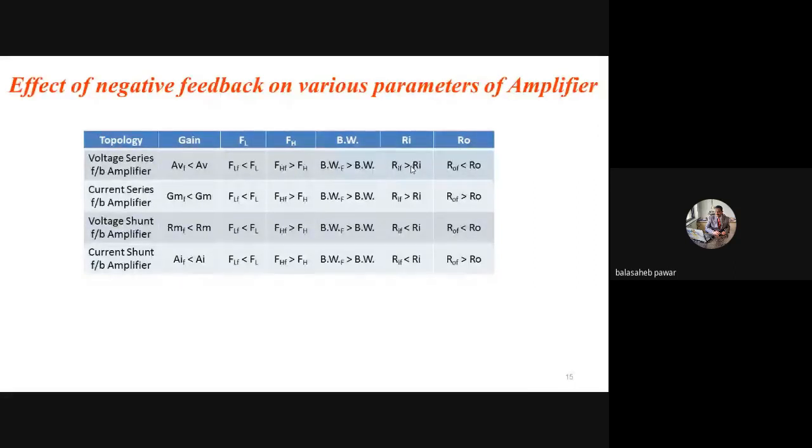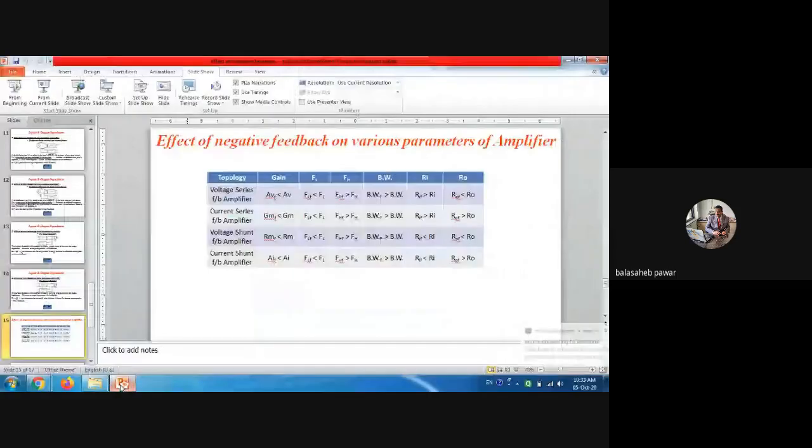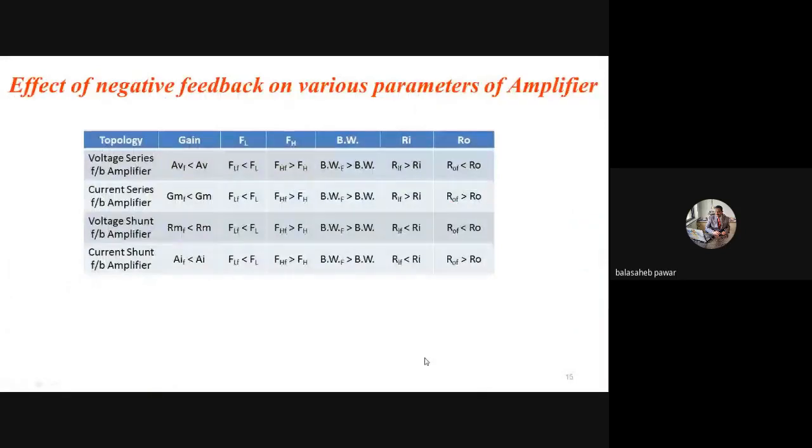See, in general, what we concluded is the effect of negative feedback on the input and output impedances: both impedances get improved. Am I audible? Yes, sir. Okay. So see, what I told, for an ideal voltage amplifier, the input impedance is infinite, and by using negative feedback, both impedances get improved.